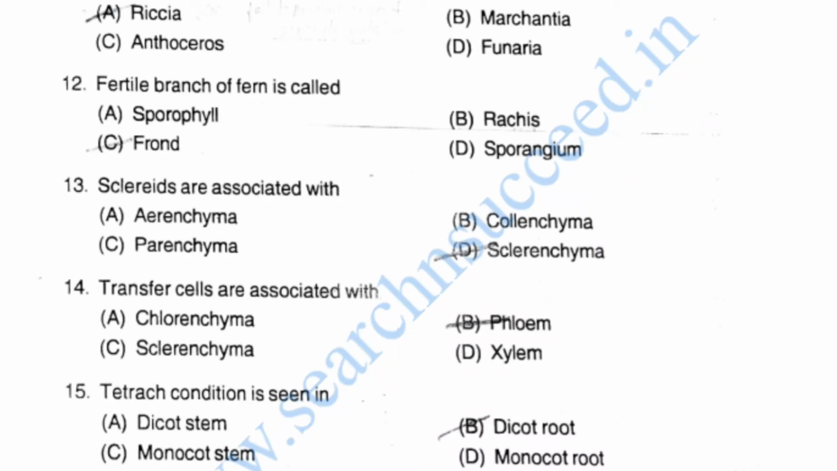Now come to question number 13. Sclereids are associated with dash. Sclereids are associated with dash. So our answer is sclerenchyma. Clear? Sclereids are associated with sclerenchyma. That means sclereids are the reduced form of sclerenchyma type of cells. Clear? Sclereids are the reduced form of sclerenchyma type of cells.